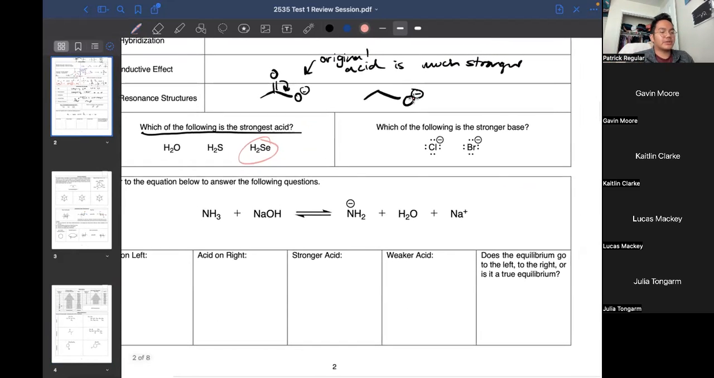Which of the following is the stronger base? Chlorine. Yeah, chlorine is a stronger base. It's more unstable in a solution than bromine because bromine has a lot more size to it, has a lot more electrons, so it's stabilized by more hydration shells. That's in a solution.